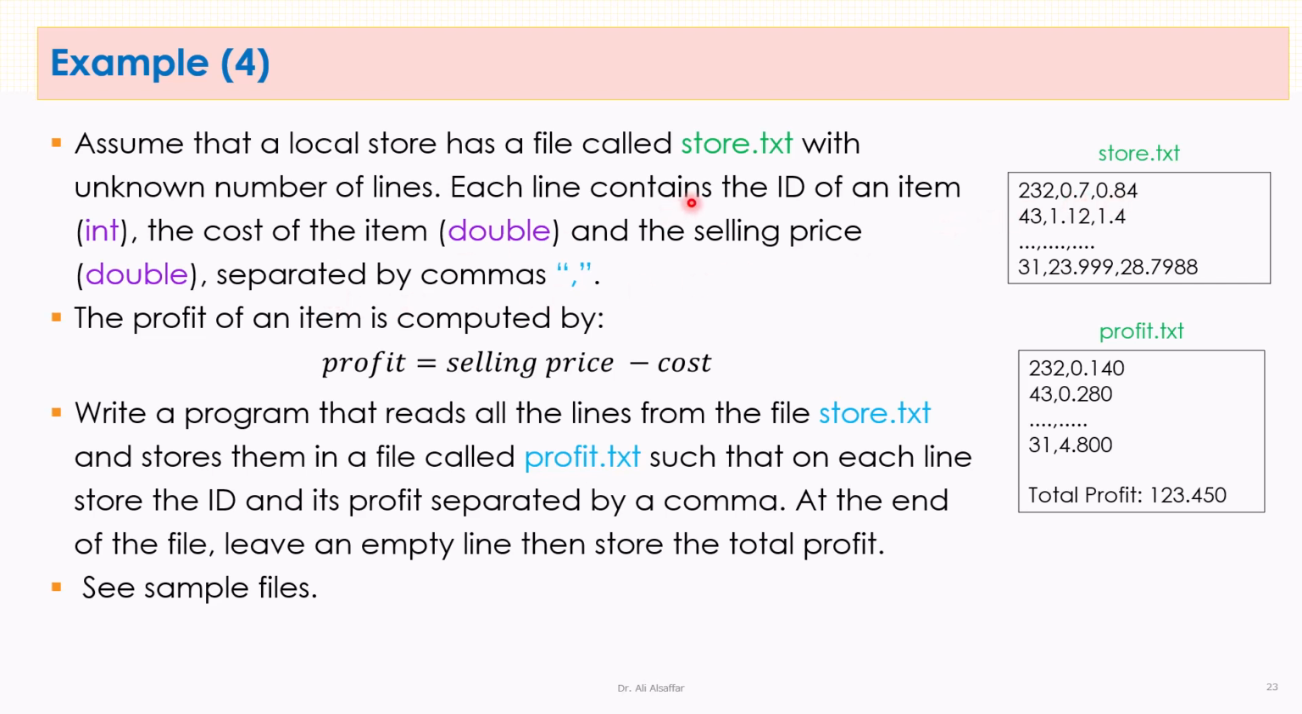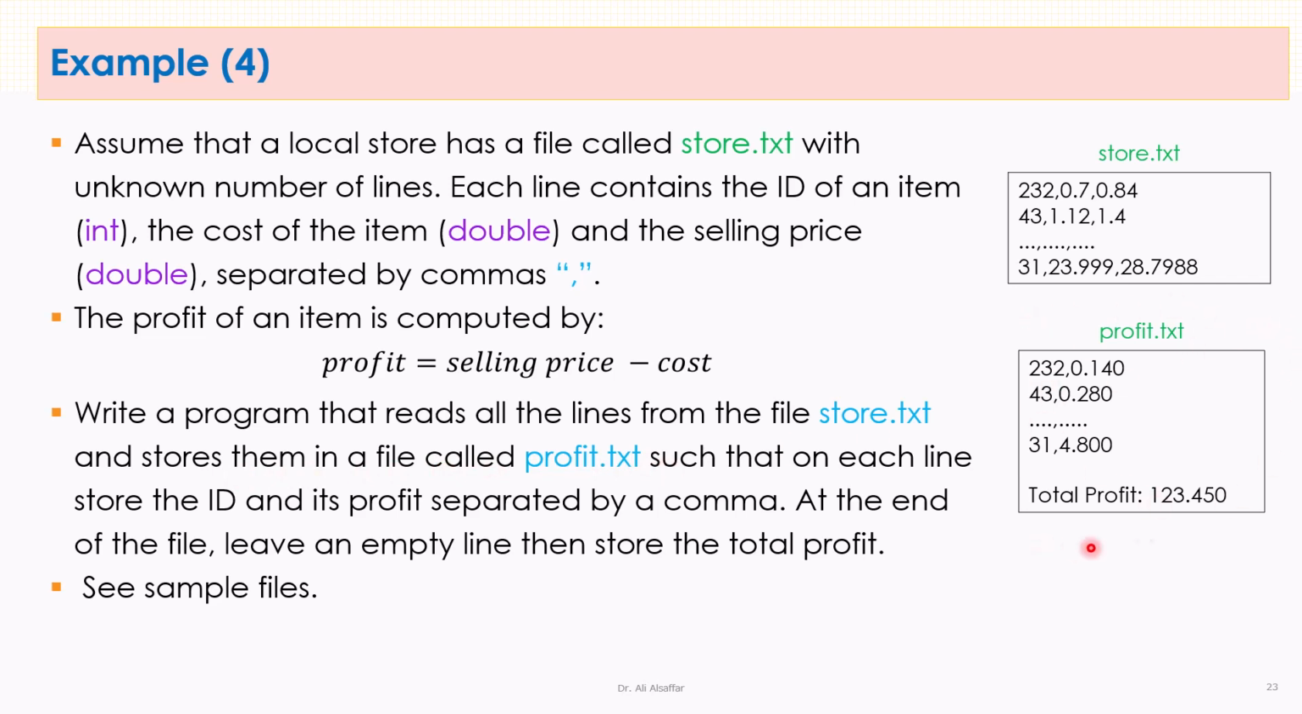It says all data are separated by comma. So this is why each line is called comma-separated values. It says here that the profit of an item is computed by subtracting cost from the selling price. So what we need to do, we need to write a program that reads all the lines from the file store.txt and stores them in a different file called profit.txt.